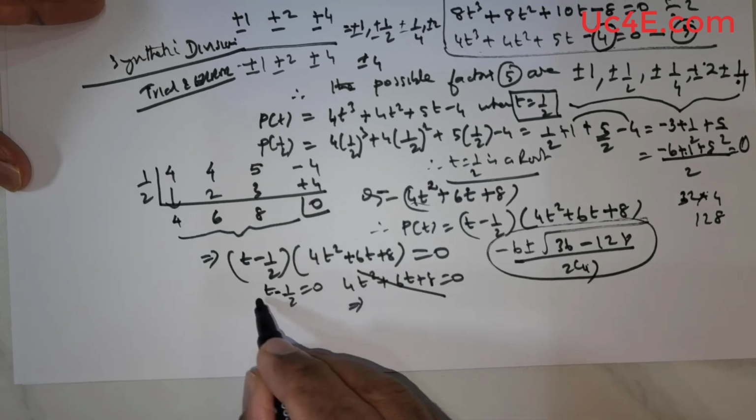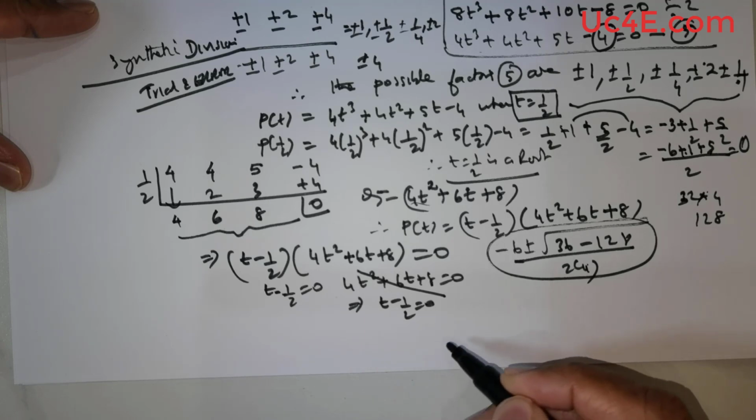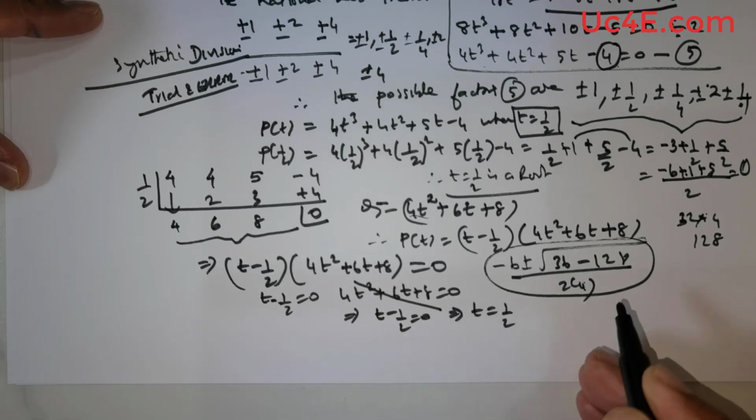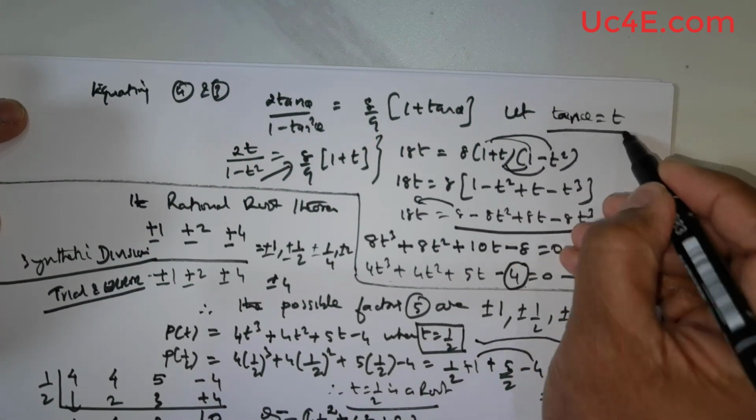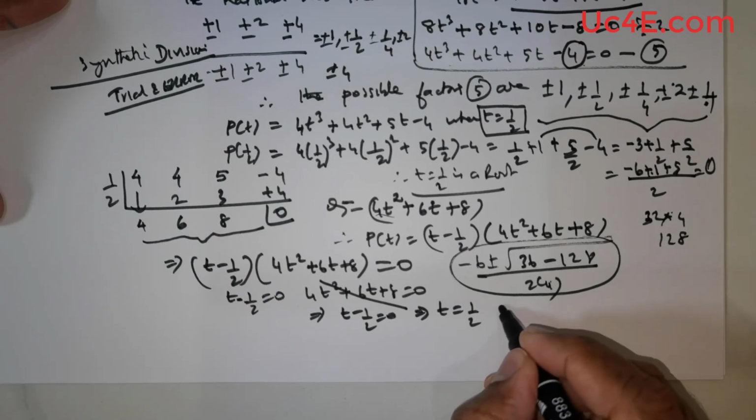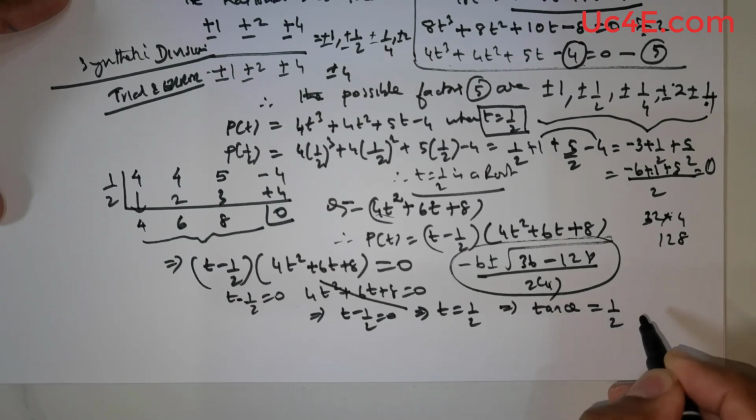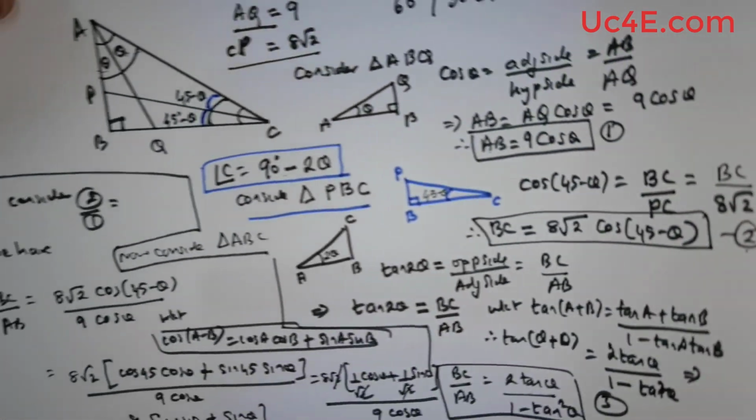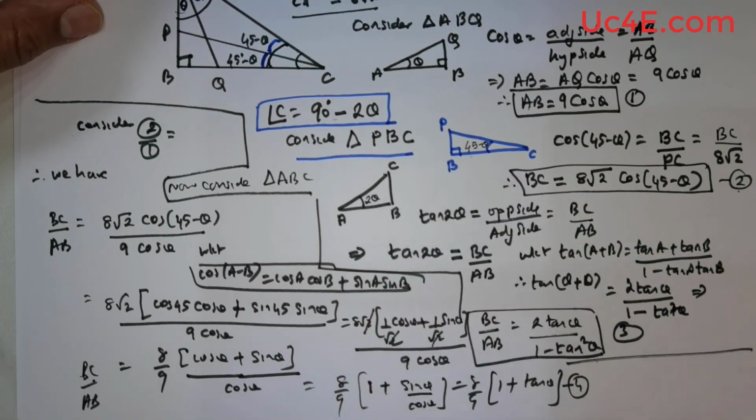So this would mean t minus 1/2 alone is possible, and from here I can write t is equal to 1/2. But what is t? I've taken t to be tan theta, so this means tan theta is equal to 1/2. Now if you remember, we considered the triangle, right? This is the triangle we considered.